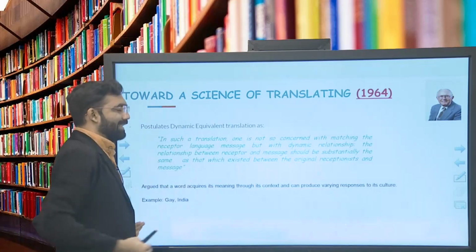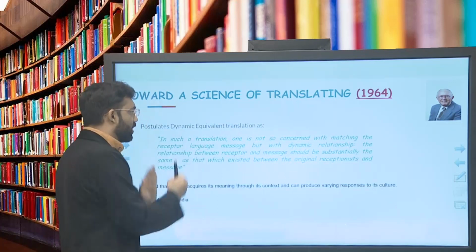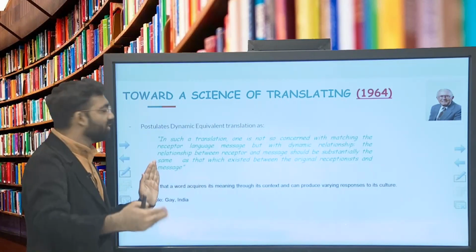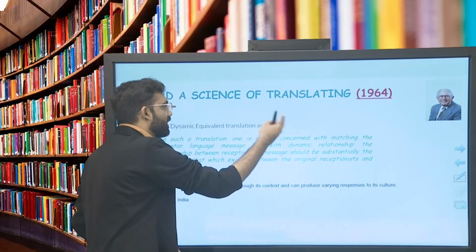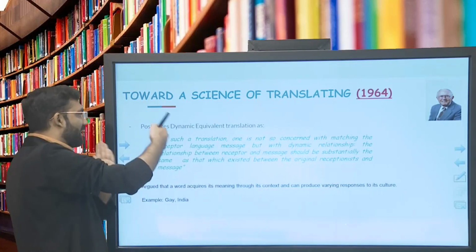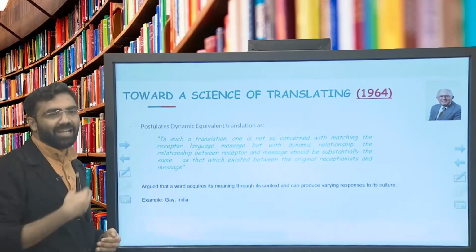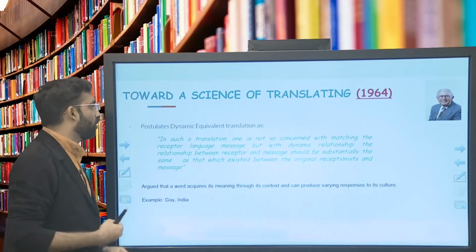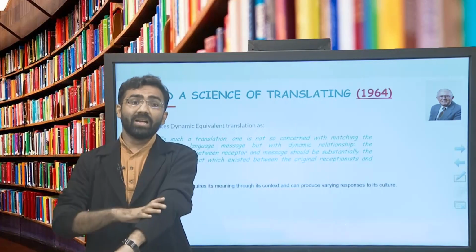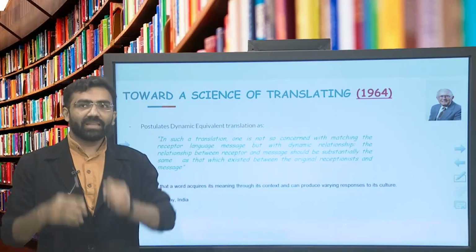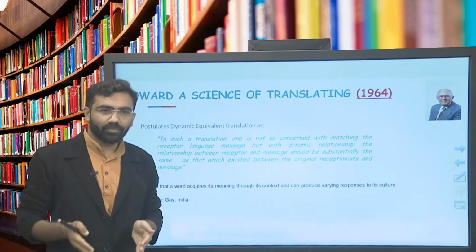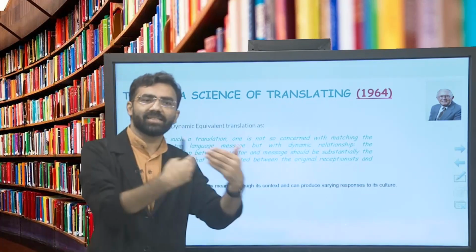Let's read it again, imagining a translation of Shakespeare's play. In such a translation, one is not so concerned with matching the receptor language message, but with the dynamic relationship. Receptor language here means the Hindi audience that I have. What does dynamic relationship mean? The relationship between the receptor and the message should be substantially the same. The relationship of the audience I am translating for should be the same as that which existed between the original receptor and the message. The Bible translations of the 19th century were literal, which means the focus was on the source language text or message. Here, the focus is on the receptor audience.